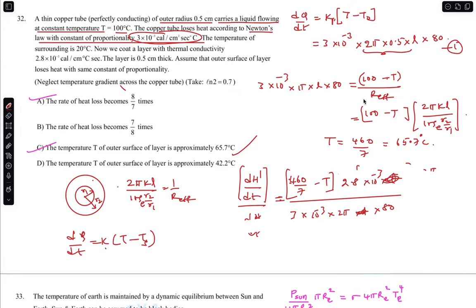But it's a lengthy question practically. You need to have some idea about every step of this question.